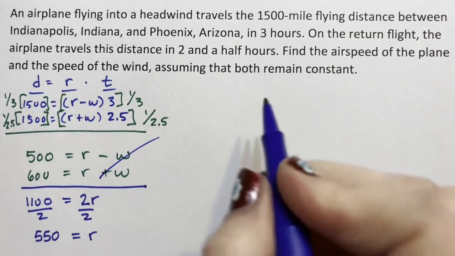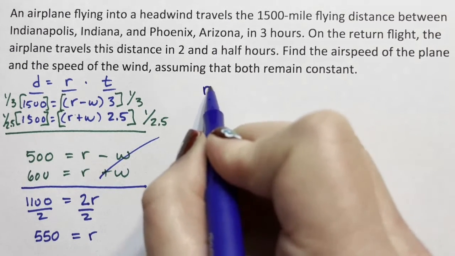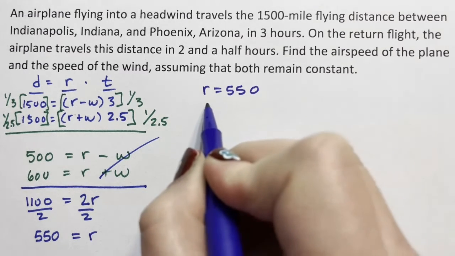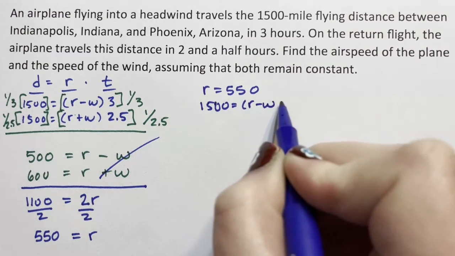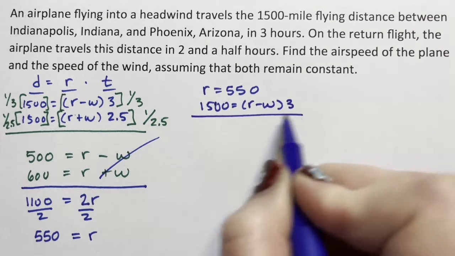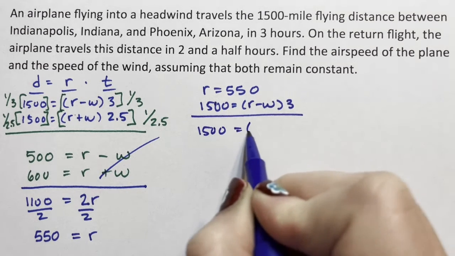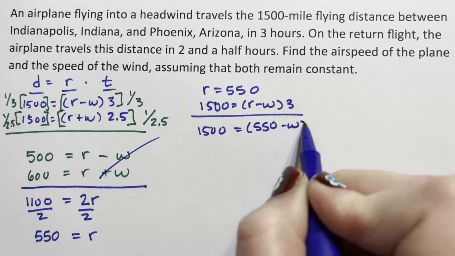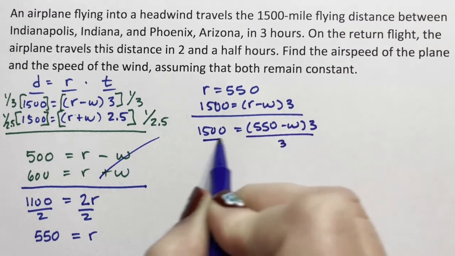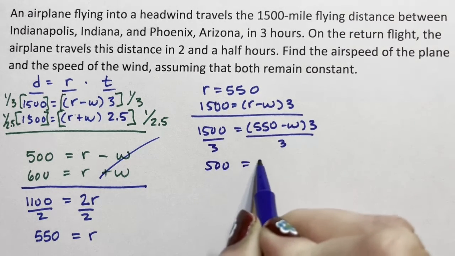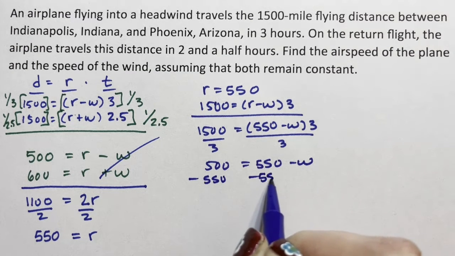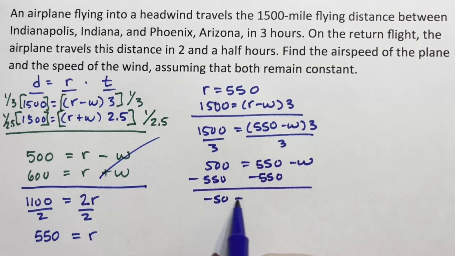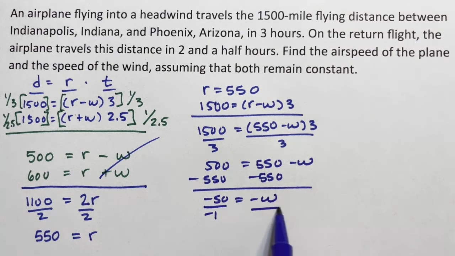So then I'm going to go back to my original equations, and I'm going to say the rate is 550, and 1,500 equals R minus W times 3, and then I'm going to put them together. 1,500 equals 550 minus W times 3. I probably still will divide by 3, I'll be honest with you. 500 equals 550 minus W, minus 550. Negative 50 equals negative W. Divide by negative 1, and W equals 50.